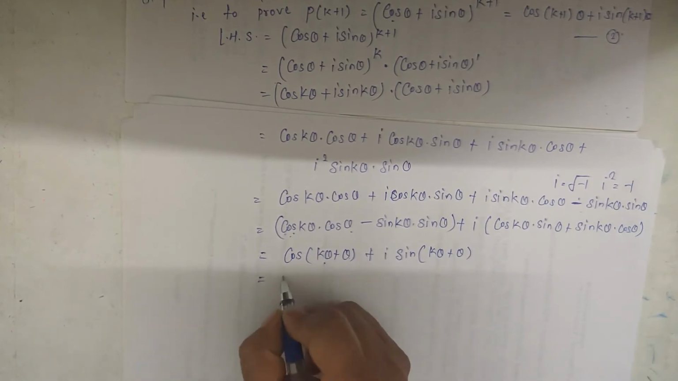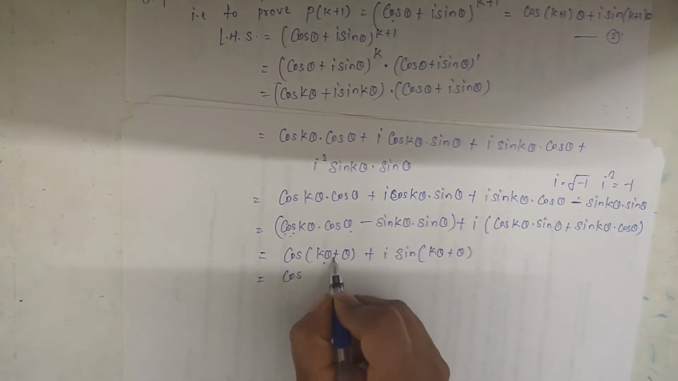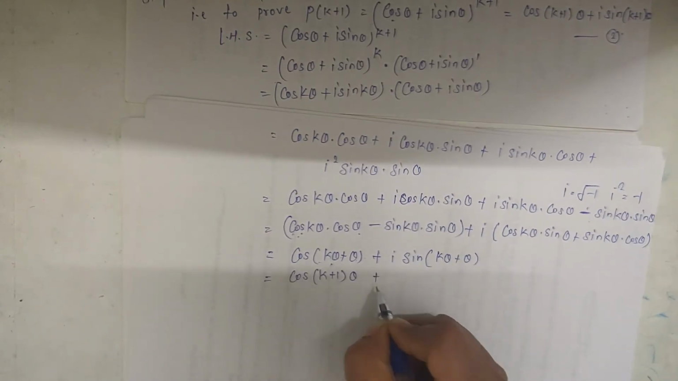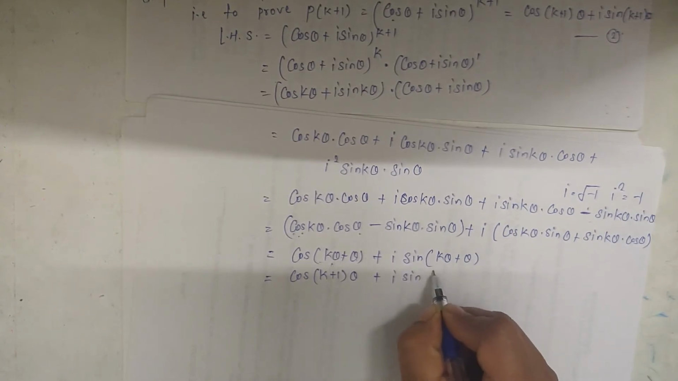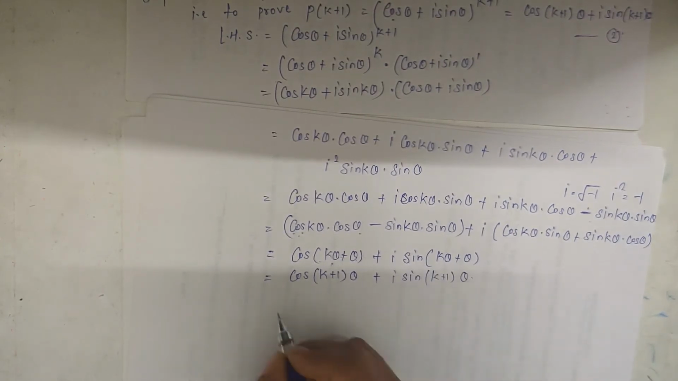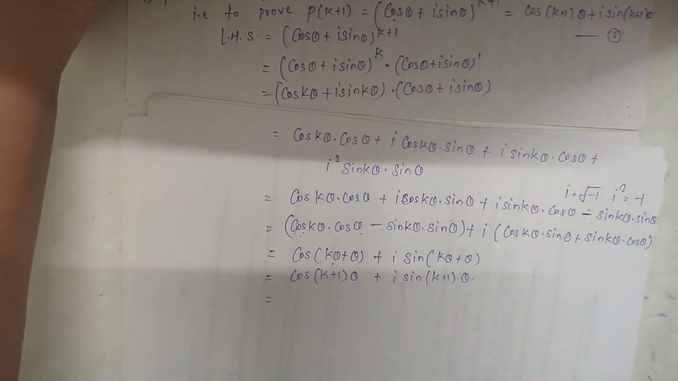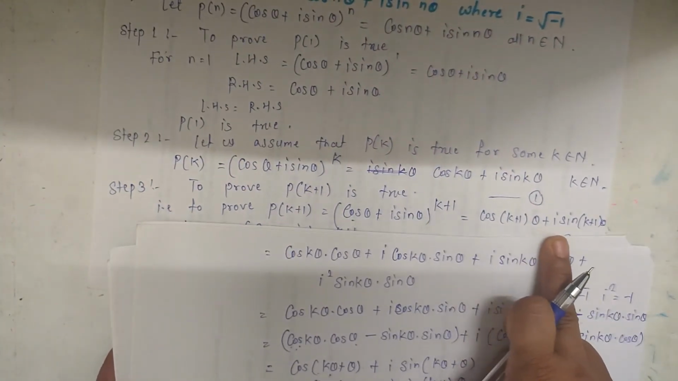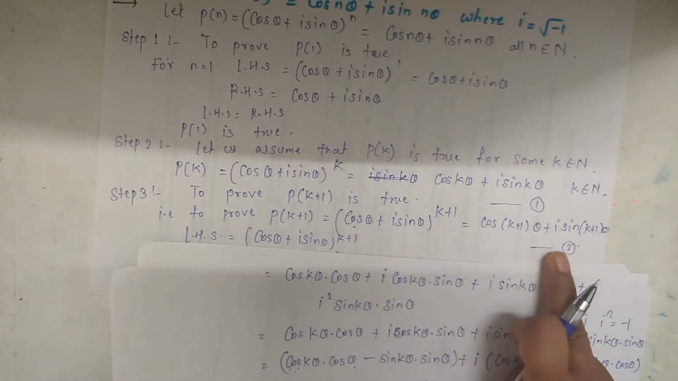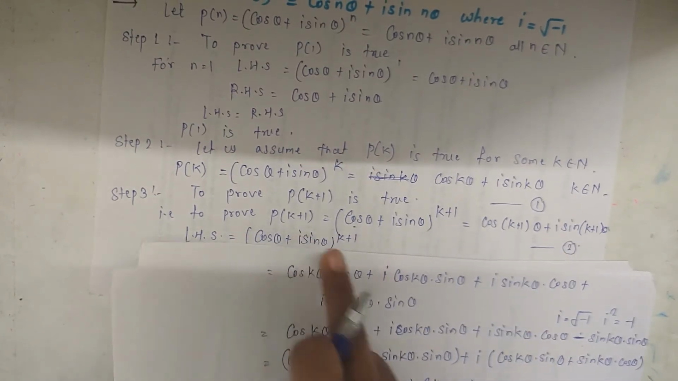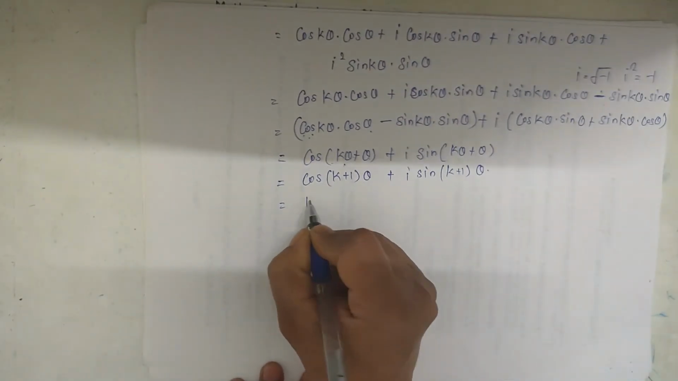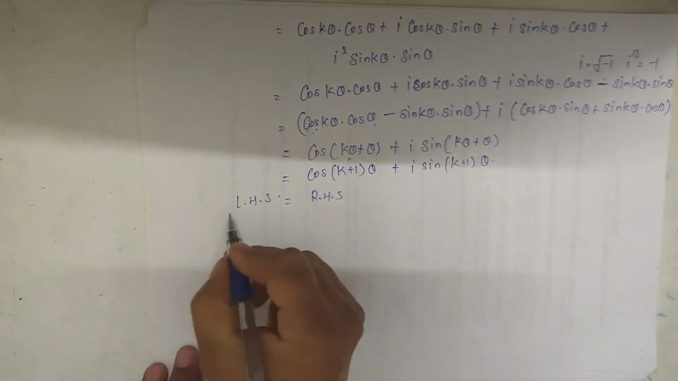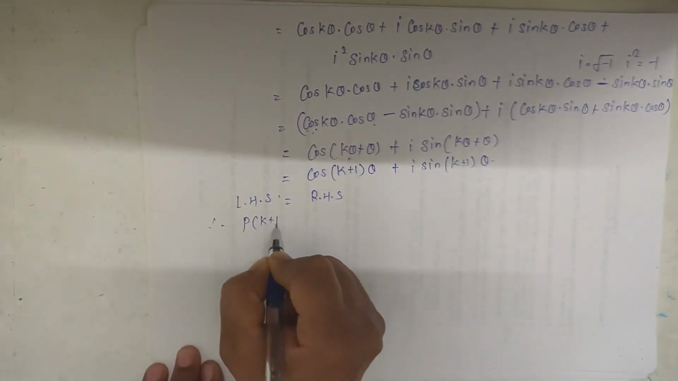Also, here theta is common from this bracket, then we get cos k plus 1 into theta plus i into sin k plus 1 into theta, and this is the RHS of equation number 2. Here cos k plus 1 into theta plus i sin k plus 1 into theta is the RHS of statement P of k plus 1. So we can write LHS is equal to RHS, and therefore we can say that P of k plus 1 is true.